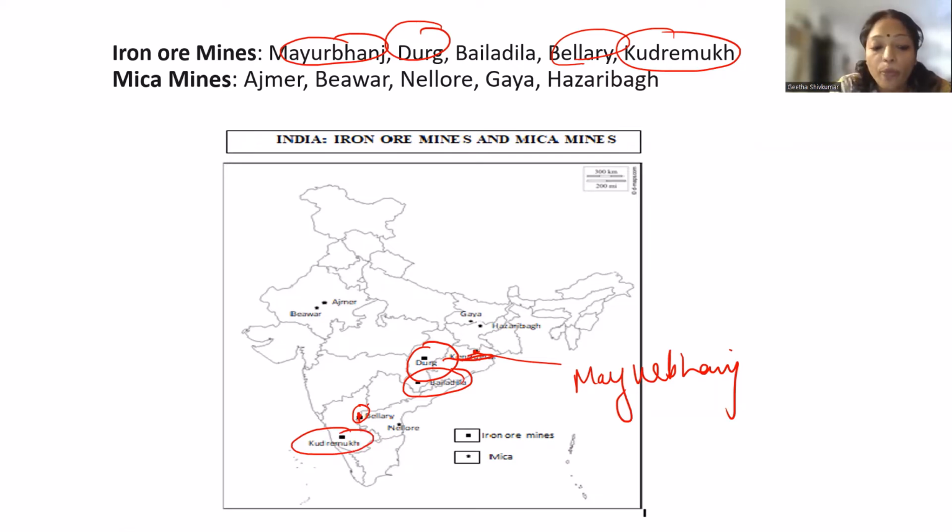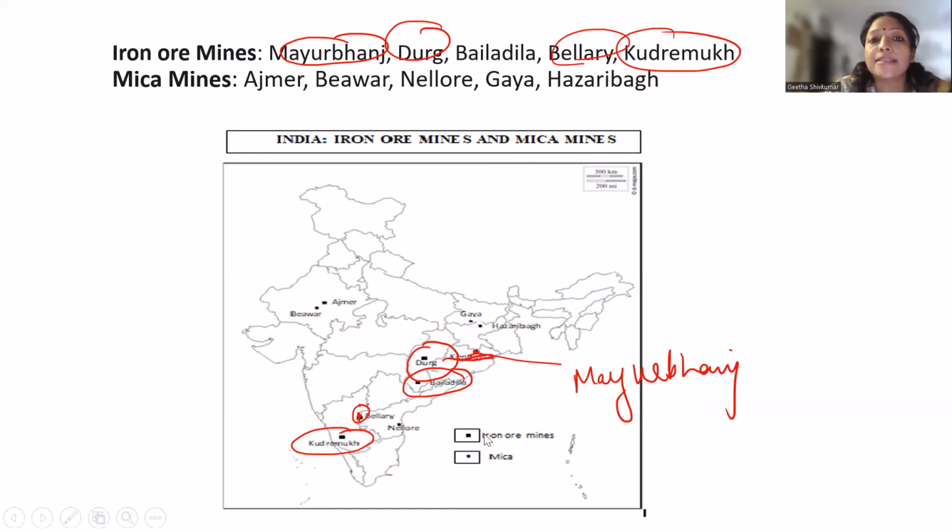I hope you have understood the iron ore mines, which are very important. As I told you, it is very important that you learn the places with the help of the state. That will make you remember the places. For example, see Kudremukh, you need to immediately remember that Kudremukh is in Karnataka. Like that you need to learn.